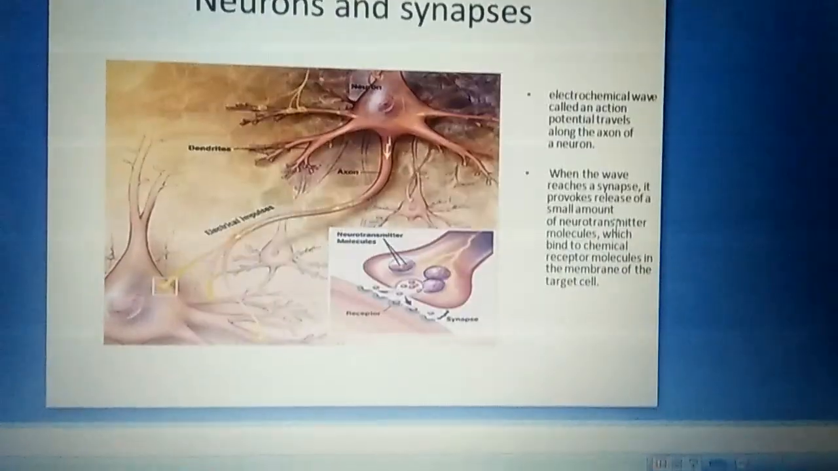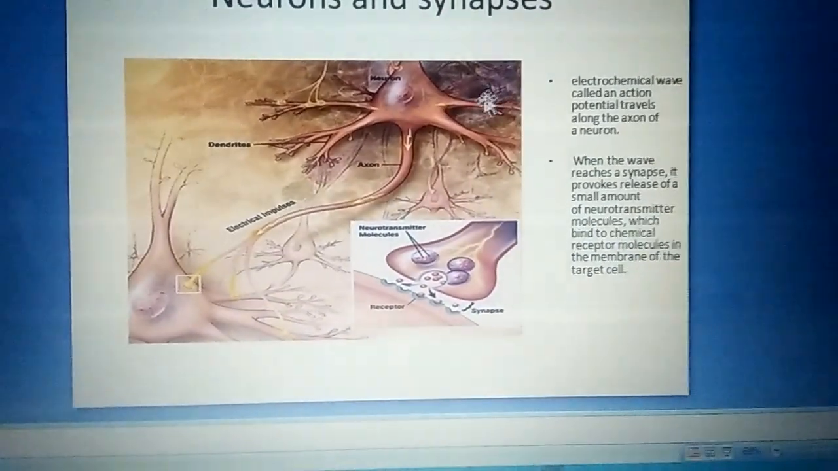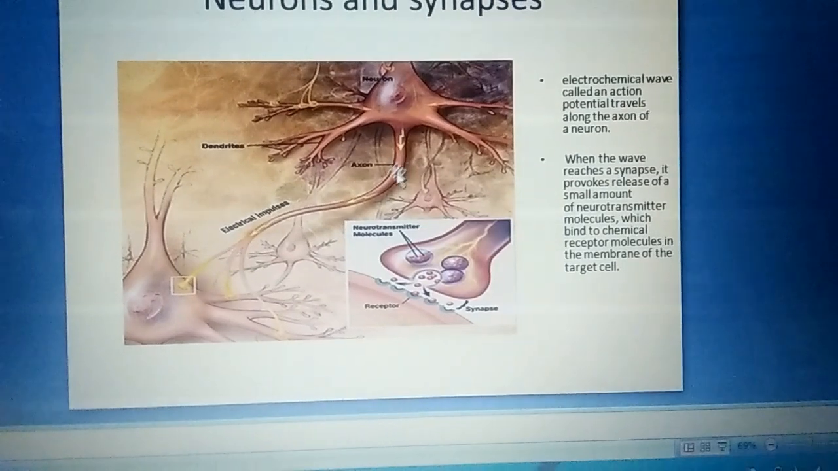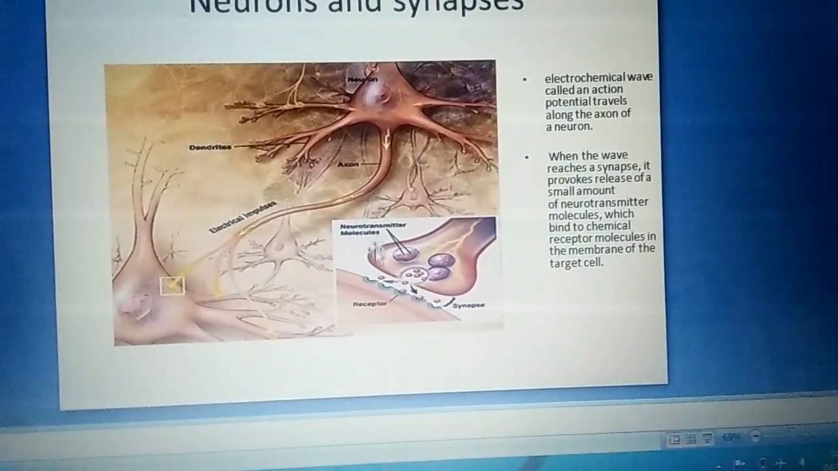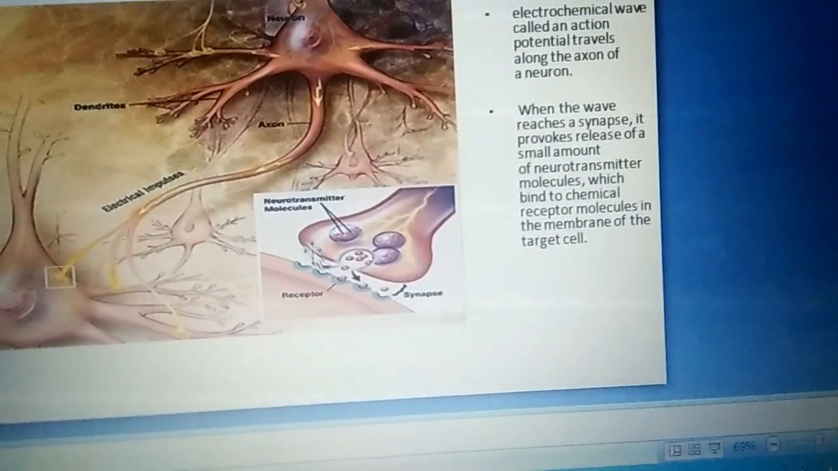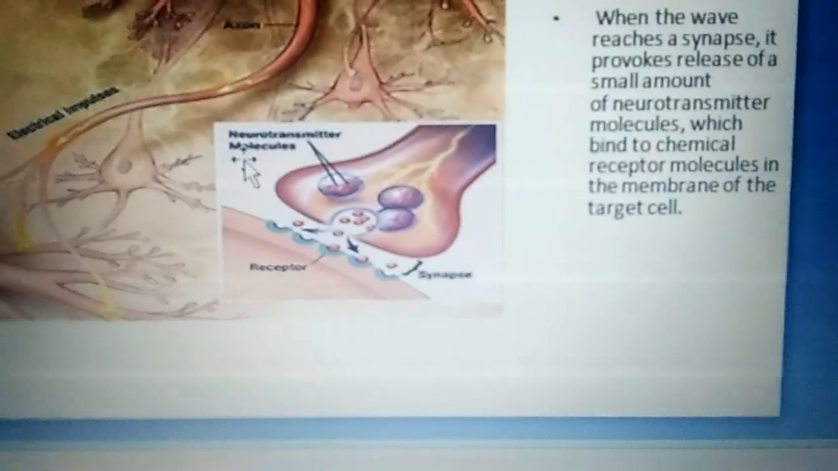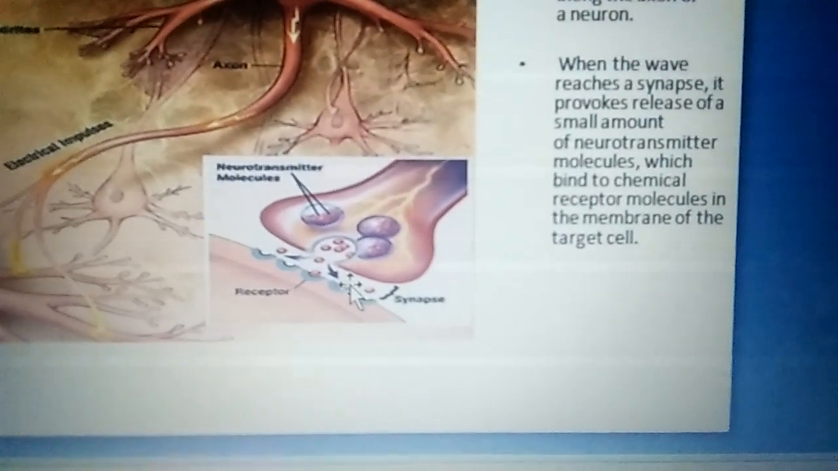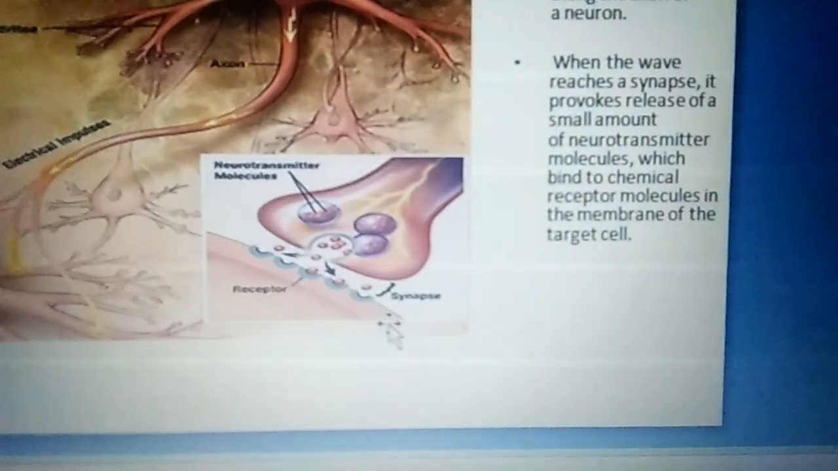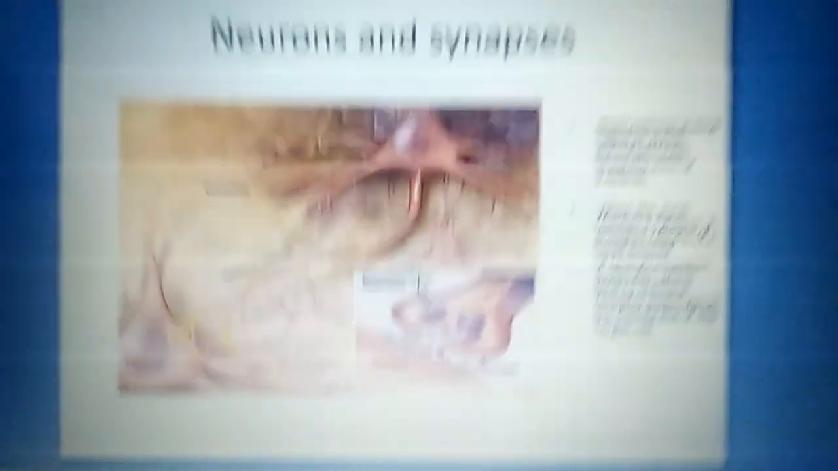Neurons and synapses: we can see here the electrochemical wave. The electrochemical wave, called an action potential, travels along the axon of the neuron. When the wave reaches a synapse, it provokes release of a small amount of neurotransmitter molecules, which bind to chemical receptor molecules in the membrane of the target cell. Receptors, synapse, and neurotransmitters.